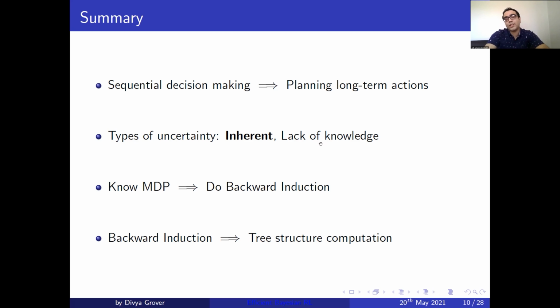Now the next one will be the lack of knowledge about the environment. That's basically RL, which we will discuss in a moment. But if you know the MDP model, the mathematical model, you can do backward induction, and backward induction is nothing but tree style computations. Okay. So now we discuss the main part of reinforcement learning, that is, lack of knowledge of the environment.